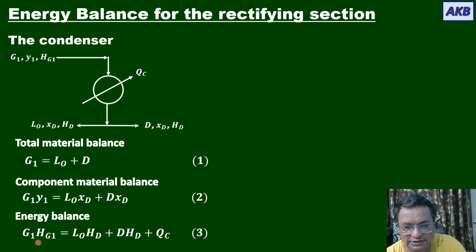Now let us understand how you have this. For example, energy associated with G1, we are expressing it as G1 Hg1. Now G1 is molar flow rate, kilomole per second. So let me show you. So G1 is kilomole per second. Just a minute.